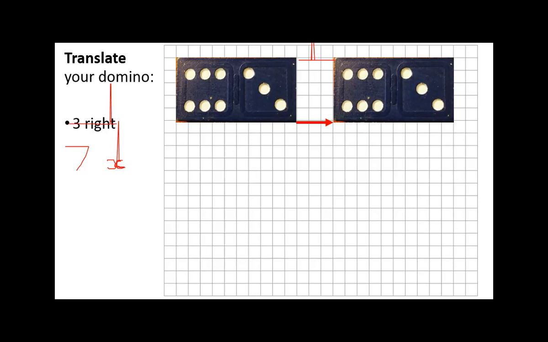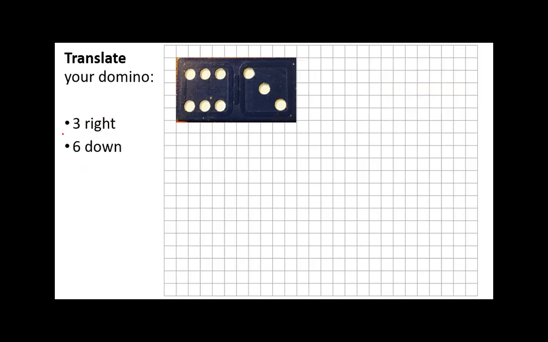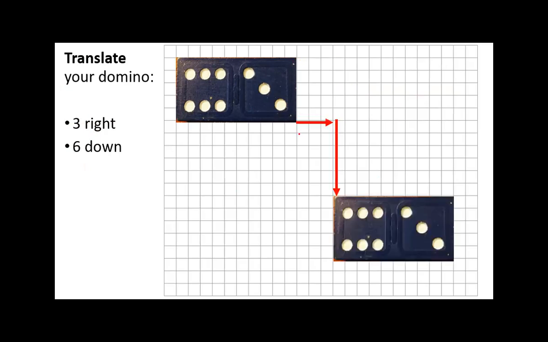So here we go. Don't actually do this. It says 3 to the right and 6 down. What I want you to actually do is make sure there's a gap to the right, that's 3, and make sure there's a gap down, that's 6. So you should have 6 centimeters of white space going up and down, and 3 centimeters of white space going to the left and right.